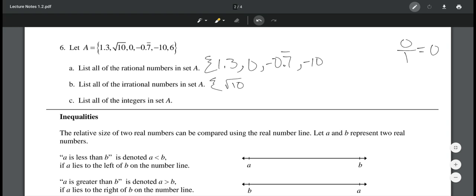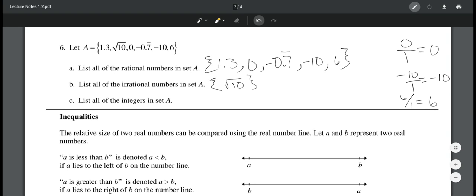Negative 10 is a rational number because I can write negative 10 over 1 and it still equals negative 10. And then 6 is also a rational number because I can put 6 over 1 and it's still 6. Now, the only other number in the list was square root of 10. I've already put that down as irrational because it is not rational. So we've got the first 2, A and B, done.